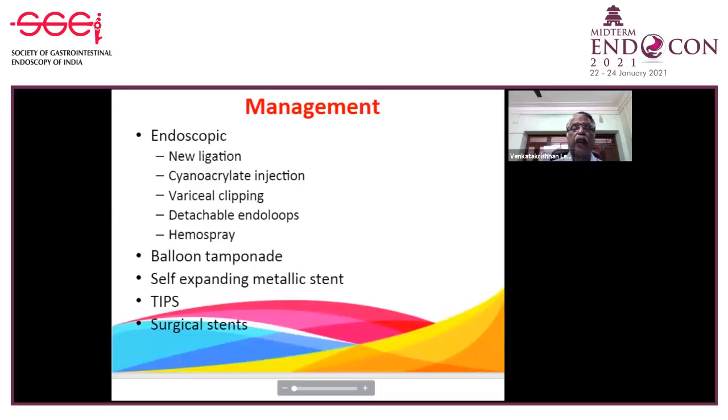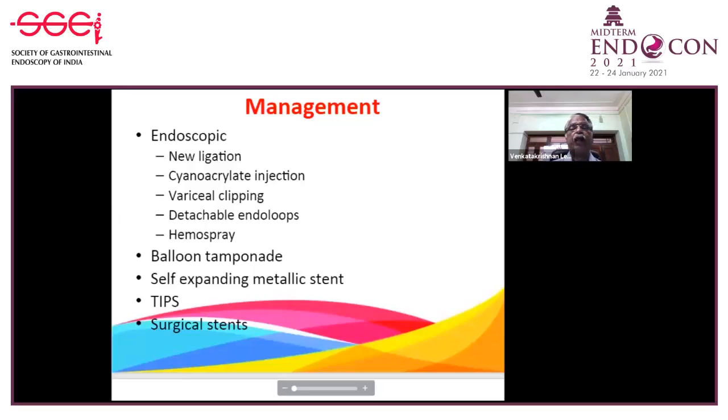So the management could be endoscopic, where we need to do a new band ligation. We can use cyanoacrylate or variceal clipping. There have been some reports of detachable endoloops, hemospray, and balloon tamponade, and self-expanding metallic stents have been in use.